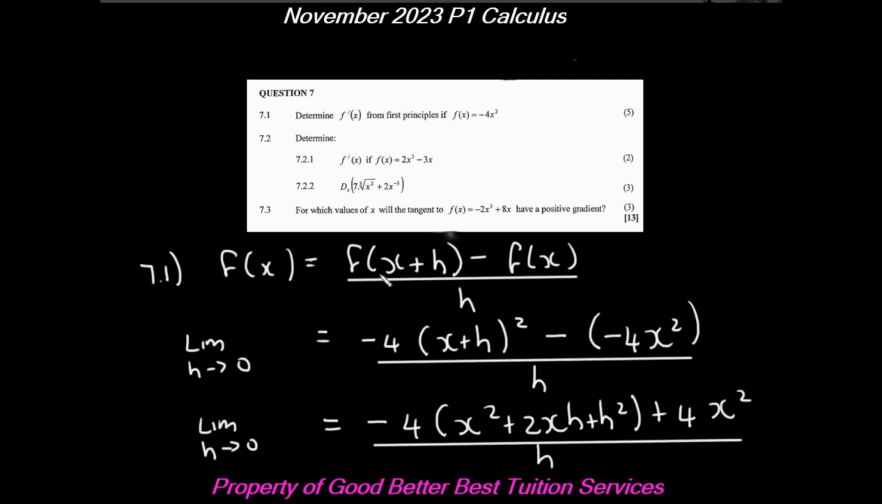We have f'(x) is equal to f(x plus h) minus f(x), over h, right? We substitute for x squared, giving us minus 4 times (x plus h) squared, and we subtract the original, which is negative 4x squared, over h. And this gives us negative 4 times (x squared plus 2xh plus h squared) plus 4x squared, over h. Don't forget, on the left hand side, we must always have our limit as h tends to 0.